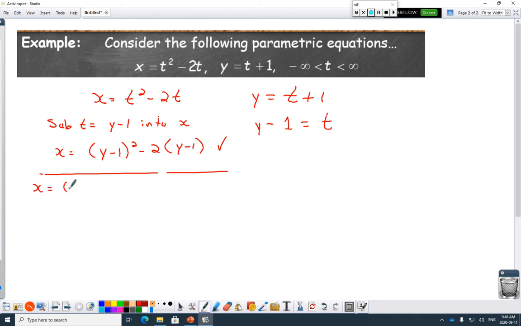x equals, yeah? Keep an eye on me. I'm out of practice.